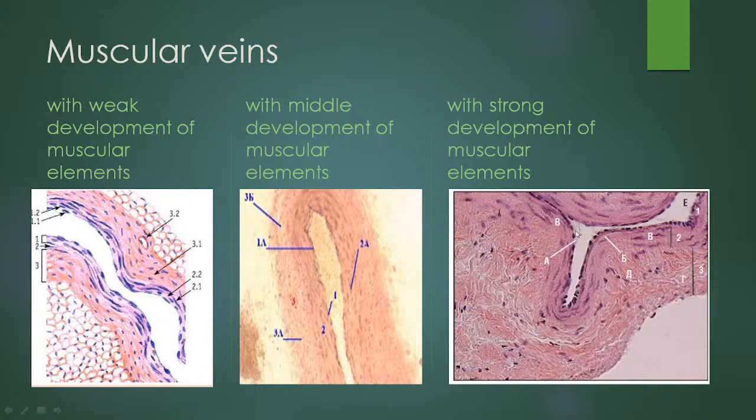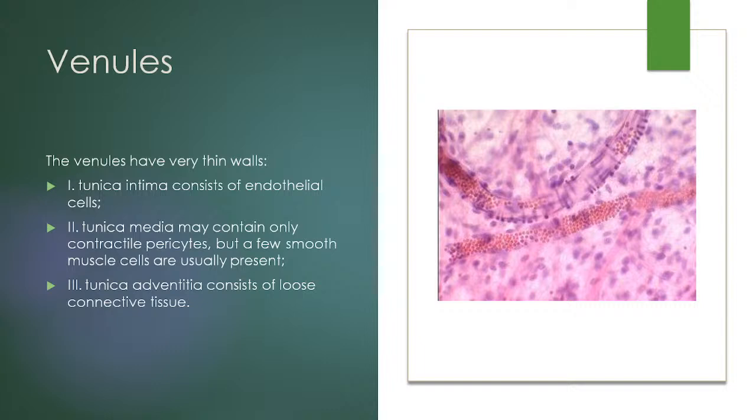All this layer contains smooth muscle cell bundles. And the smallest structures, venules. The venules have very thin walls.